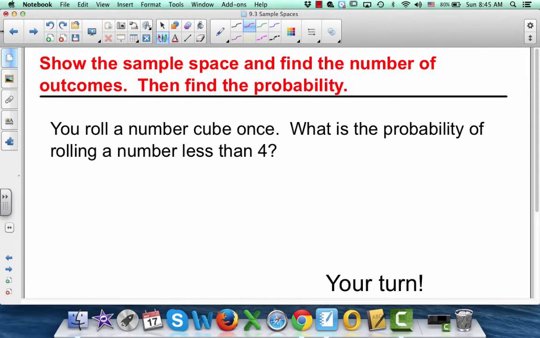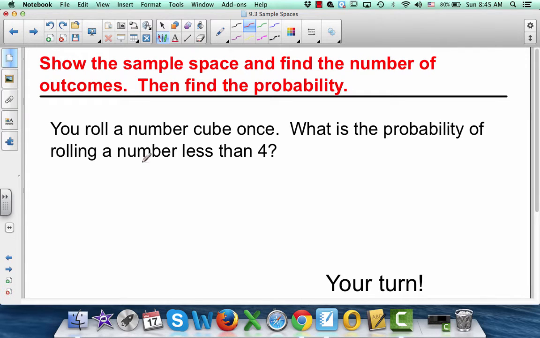You show the sample space and find the number of outcomes. Then find the probability. You roll a number cube once. Remember that's 1 through 6. What is the probability of rolling a number less than 4? Show the sample space. This one's not as complicated as the other one. You've only got one number cube and you're only rolling it once. So write the sample space and then tell me the probability of rolling a number less than 4. Pause the video and get back to me.